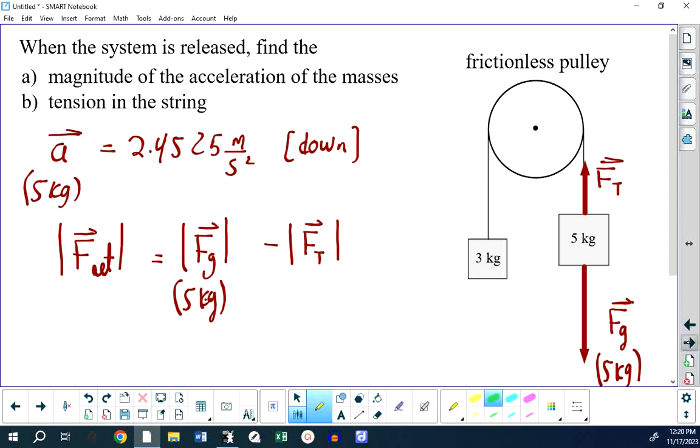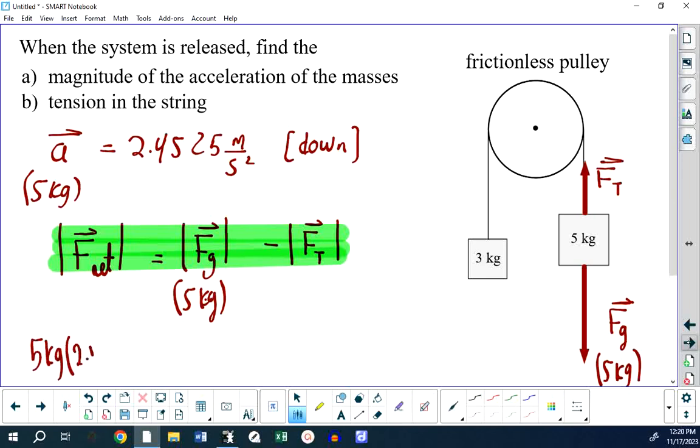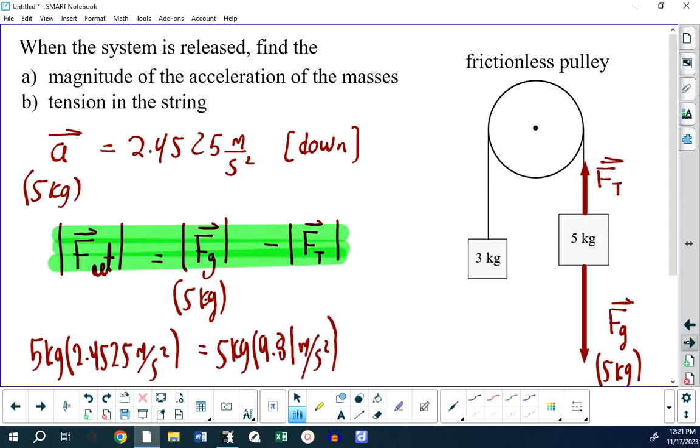Since the 5 kilogram mass is accelerating down, our equation is now different. Because the force of gravity down is greater than the upward opposing force, we take the magnitude of the force of gravity minus the tension. So let's go ahead and put the numbers in. F net is ma, so that's 5 kilograms multiplied by the 2.4525 meters per second squared, equals Fg is mg, so that will be 5 kilograms times 9.81 meters per second squared, minus what we're after. So now we have to solve that.